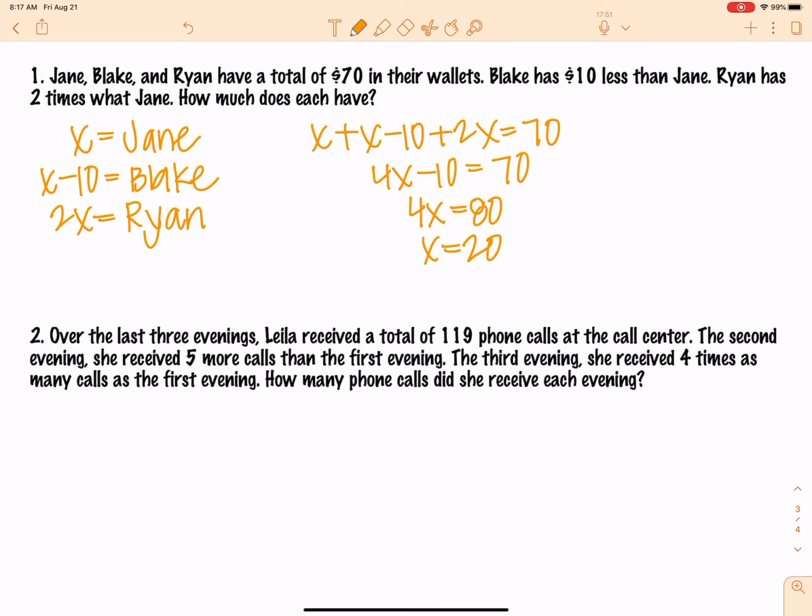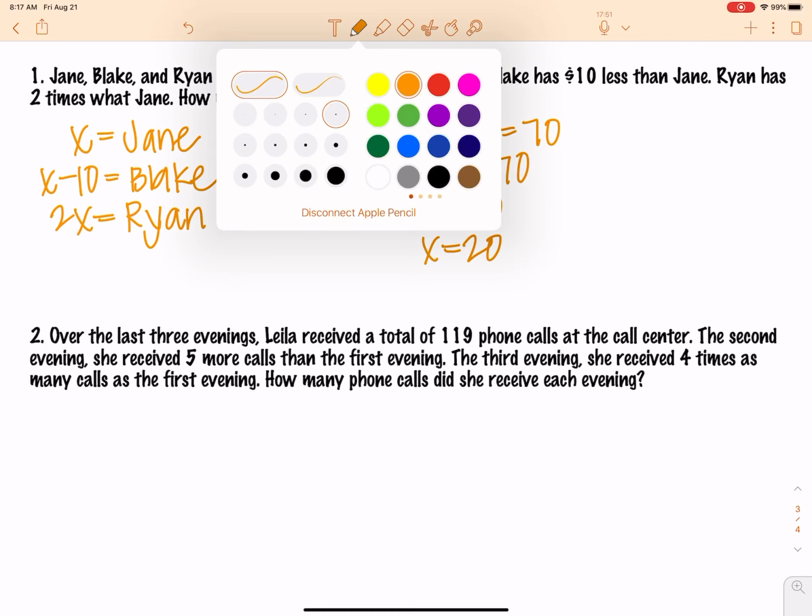Please, as always, read the question, answer the question. X equals 20, but the question is how much does each have? So you just got to plug X into each of your three expressions. So we know Jane has $20. That leaves Blake with $10 and Ryan with $40.